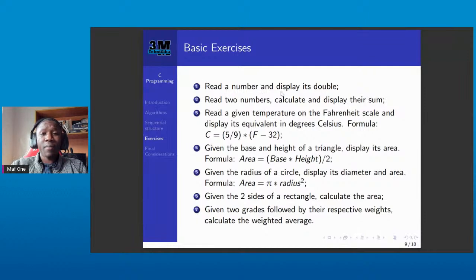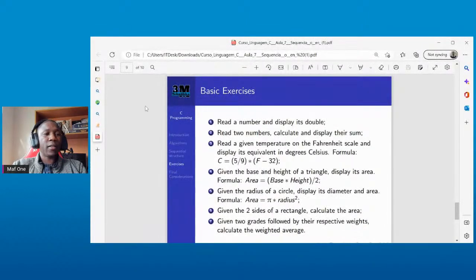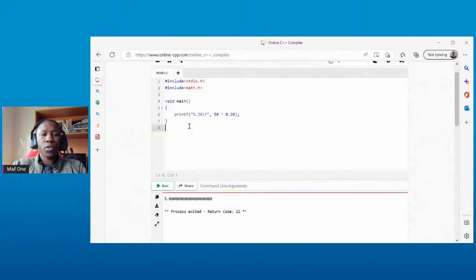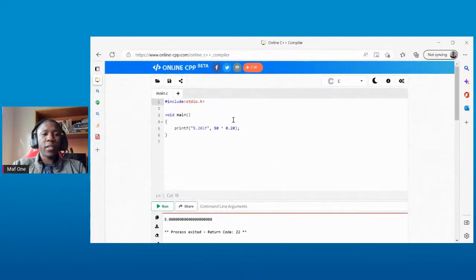So read the number and display its double. I wrote double, yeah. Let's see some way we can code. For example, here, let me remove this. This is already in C.